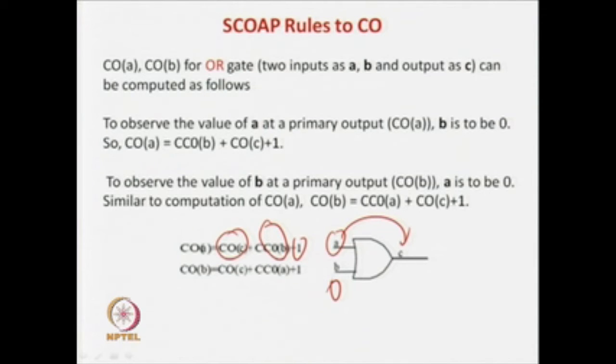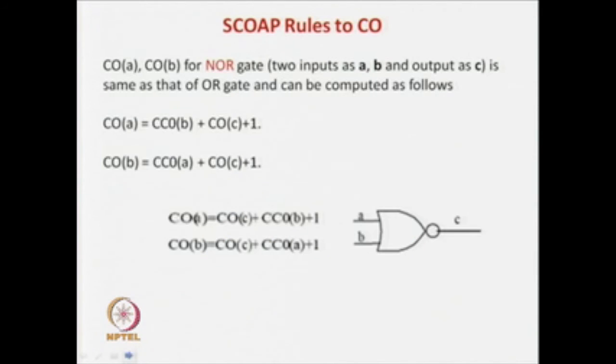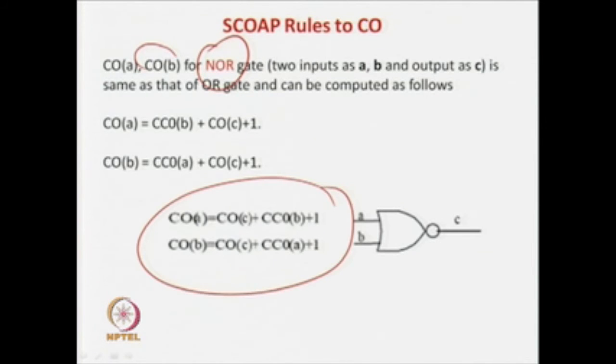Similarly, if you want to observe B, then what you have to do? You want to observe B at the output, then A has to be made 0, so this is the case. 1 for the level shift you have to add, and you have to observe C. We know that B is observed via C. So, the combinational observability of B is the difficulty to observe C plus the difficulty to make A as 0 plus 1 for a level shift. Similarly, for a NOR gate also you can find out in the same way that these are the rules. I am not going into details. So, these are the rules for the NOR gate.